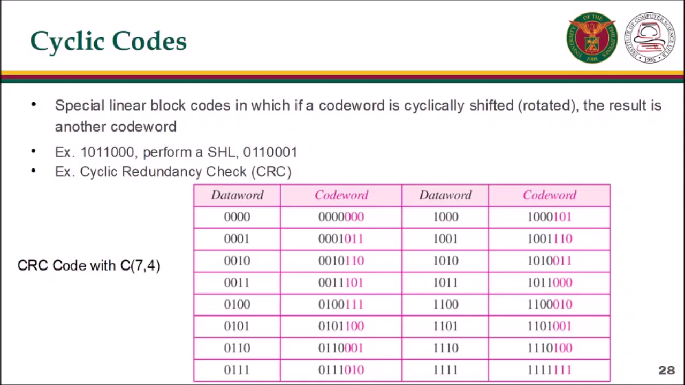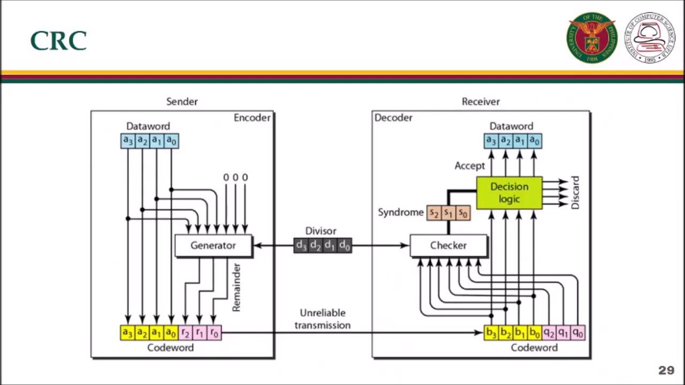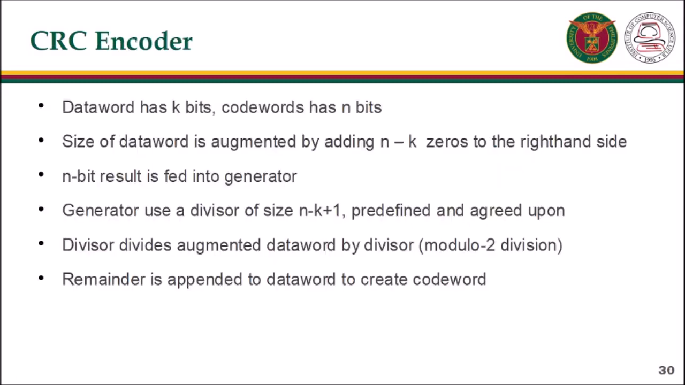A subset of cyclic codes, the cyclic redundancy check or CRC, is used in networks such as LANs and WANs. Here is a possible design for the CRC encoder and decoder. Let's take a look at the encoder.